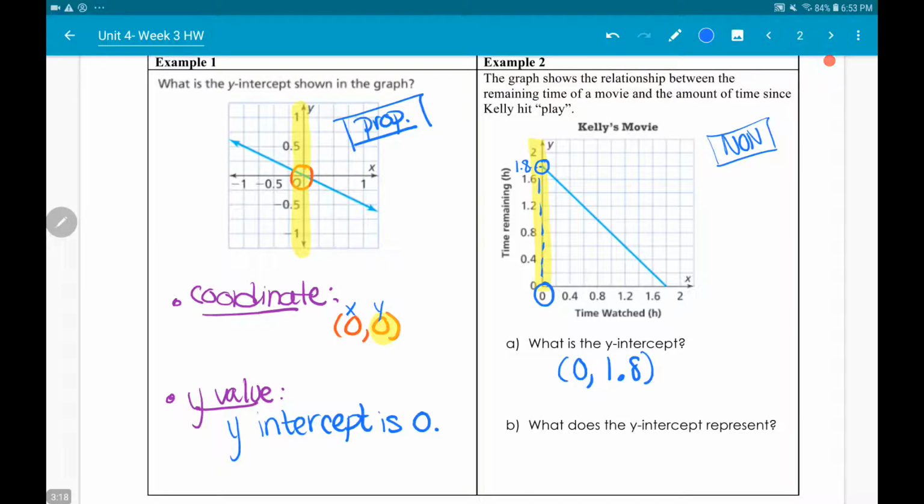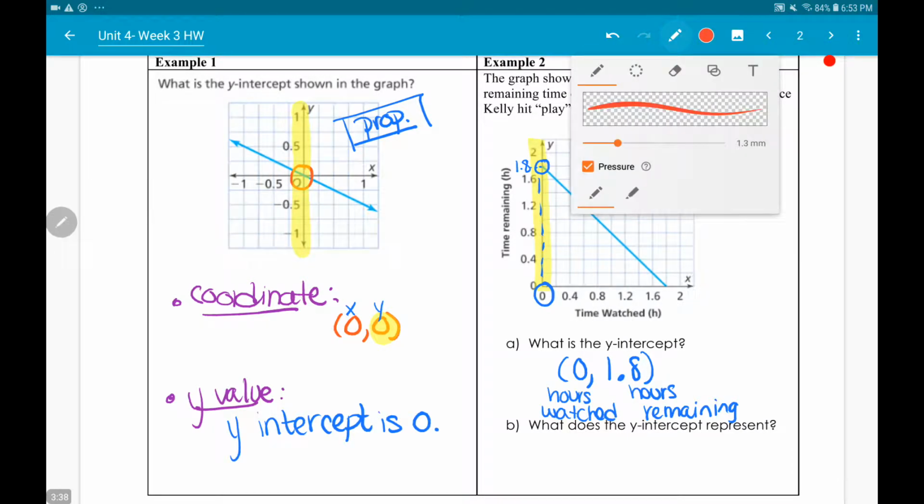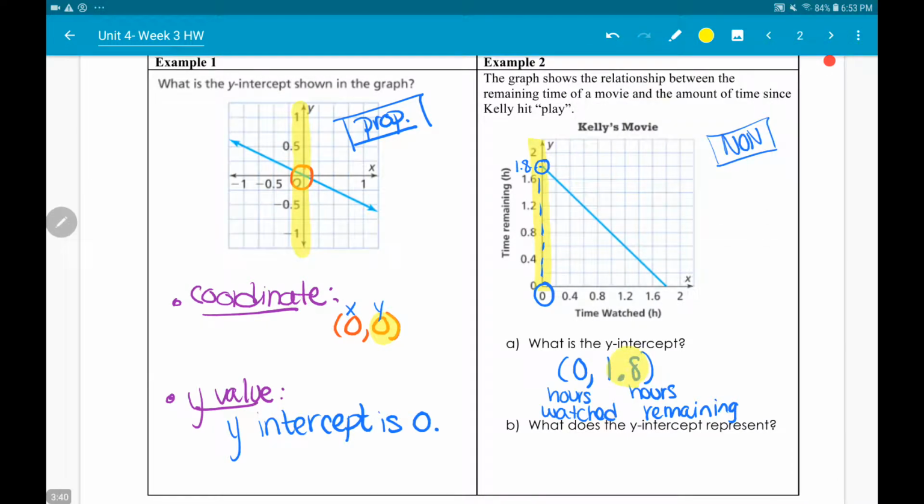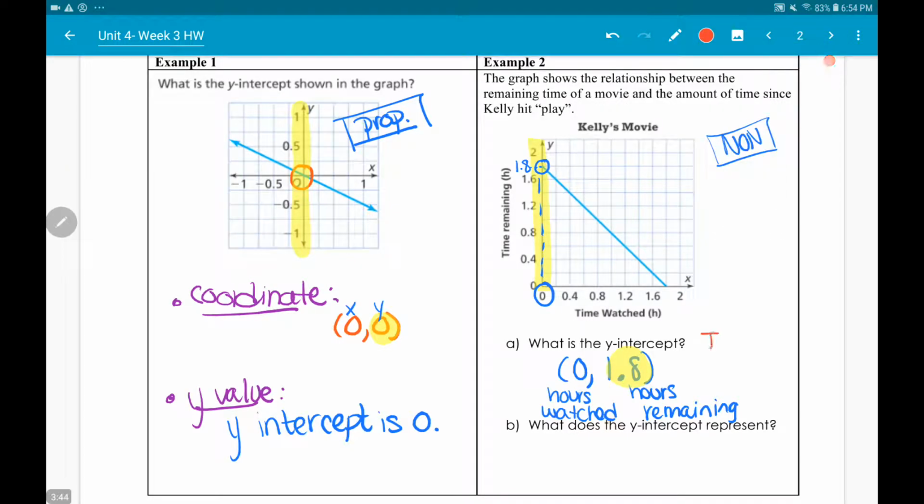All right, and what are we talking about? We're talking about time watched, hours, and now we're talking about hours remaining. So what is the y-intercept? The y-intercept is only that y value. So we are going to say the y-intercept is 1.8.